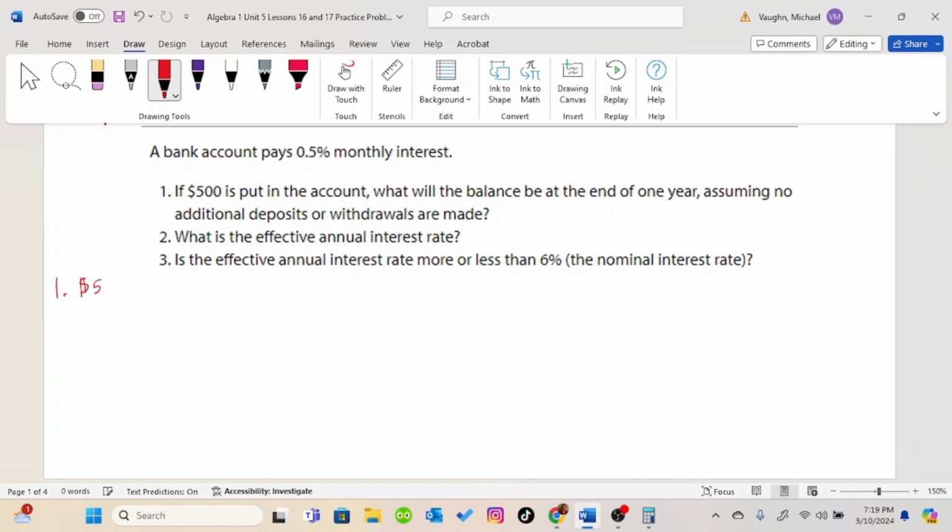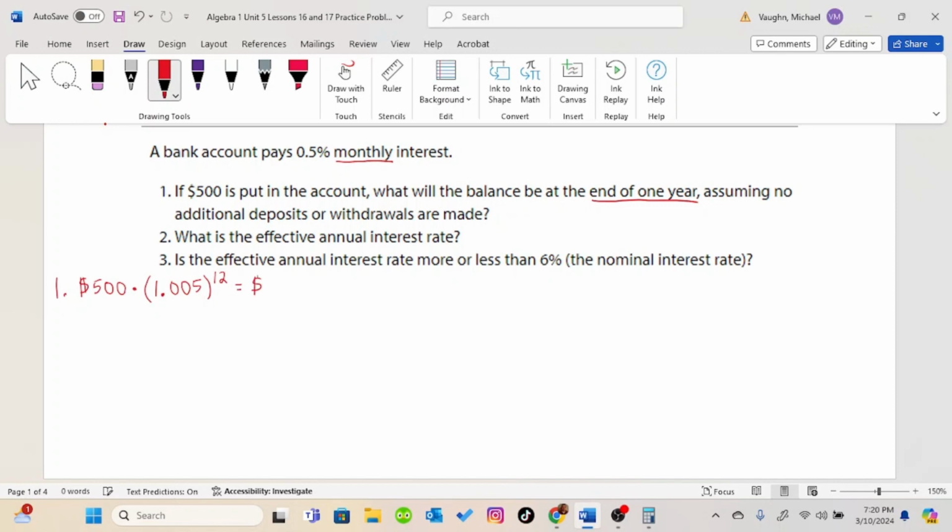We have our beginning amount, $500, times our growth factor. 1 represents maintaining the current amount. 0.005 represents the additional 0.5% monthly interest. Because this is monthly and the balance is at the end of 1 year, our exponent is going to be 12.